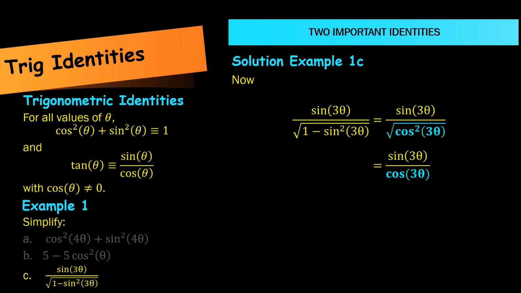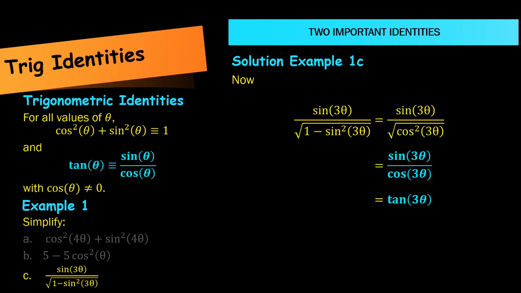And of course, square root of cos squared is just cos. We can actually simplify this a little bit more. Remember that tan is equal to sine over cos. So finally, we're left with tan 3 theta, as shown.